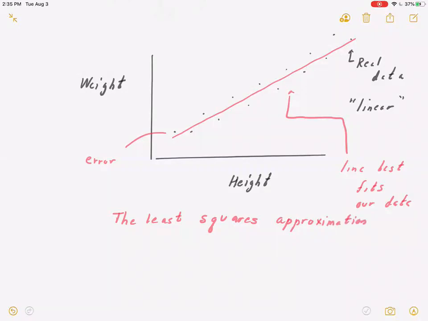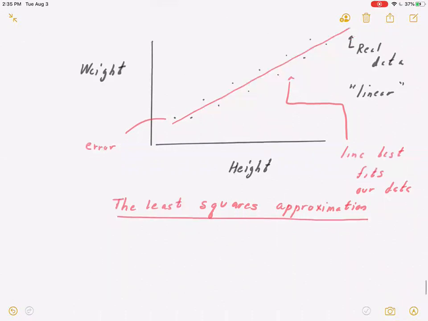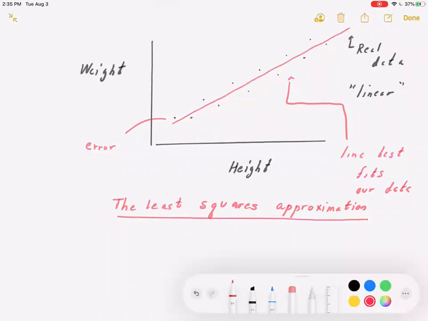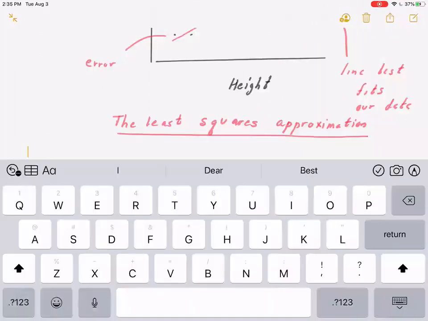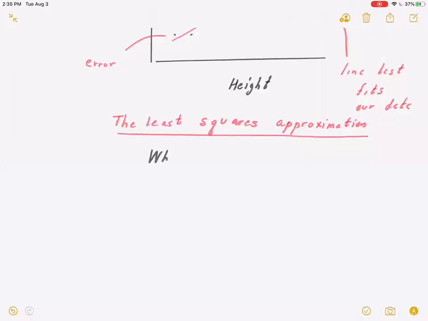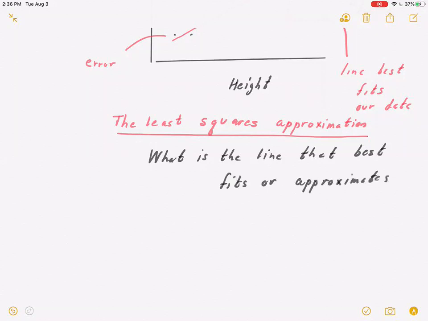It's a very important application: applied math, statistics, machine learning, quantum computing, etc. Where I ask, what is the line that best fits or approximates our data set?